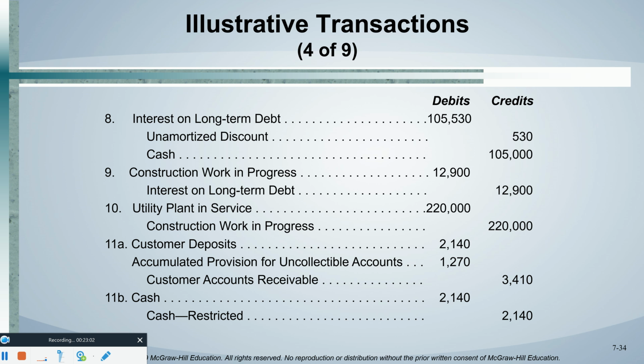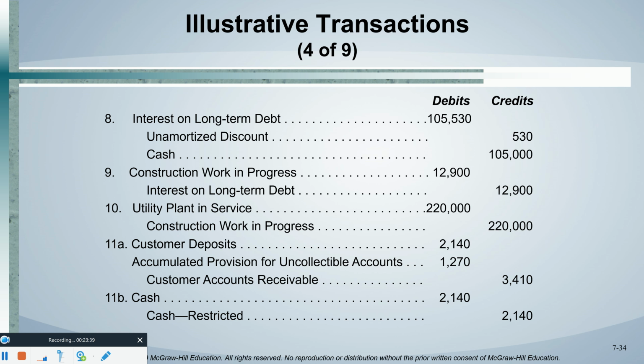All right, journal entry 11, take a look at this one. What is going on here? There's really two things going on here. So with journal entry 11A, what we see is we have a whole bunch of customers that fell behind on their water billings, and we were pretty diligent trying to collect, and it didn't work. So what we did is we looked at all of the customers that had a customer deposit on account.